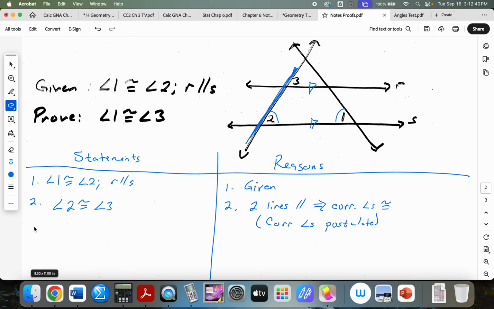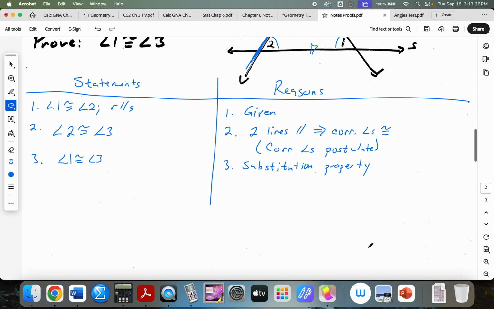Okay? Now, here's something new. If angle 1 is congruent to angle 2, meaning they have the same measure, and angle 2 is congruent to angle 3, well then what should be true about angle 1 and angle 3? They've got to be congruent. This is called the substitution property. Is this going to be on our next test? Yes, absolutely.